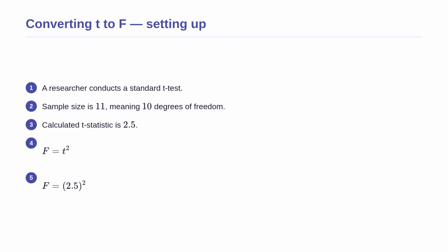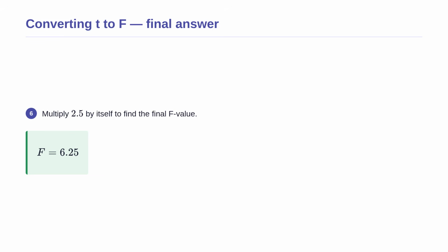To find the equivalent F statistic, we rely on our fundamental theorem. We simply need to square the given t-value. We substitute the researcher's calculated t-value of 2.5 into the equation. Continuing from our substitution, the next step is to multiply 2.5 by itself. This gives us a final equivalent F statistic of 6.25.